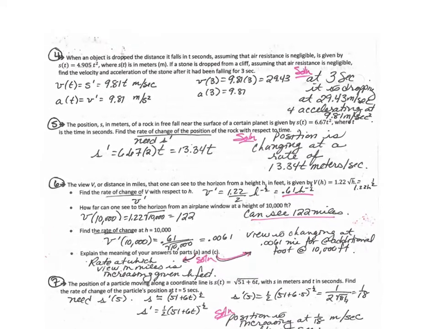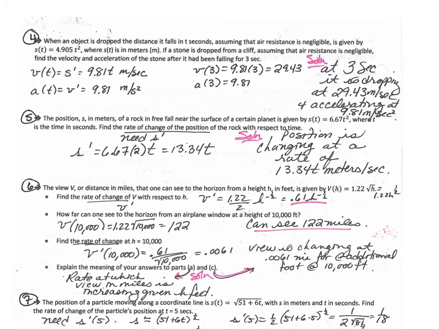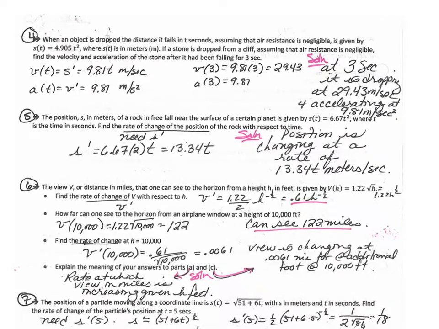Page 2, we have number 4, you're dropping an object. So you're using gravity, distance from where you're dropping it. So we're going to use velocity and acceleration. Here is the position function. It's in meters, so be aware of that. Take the first derivative, take the second derivative. They want to know the velocity and acceleration of the stone at 3 seconds. So find v of 3 and a of 3.